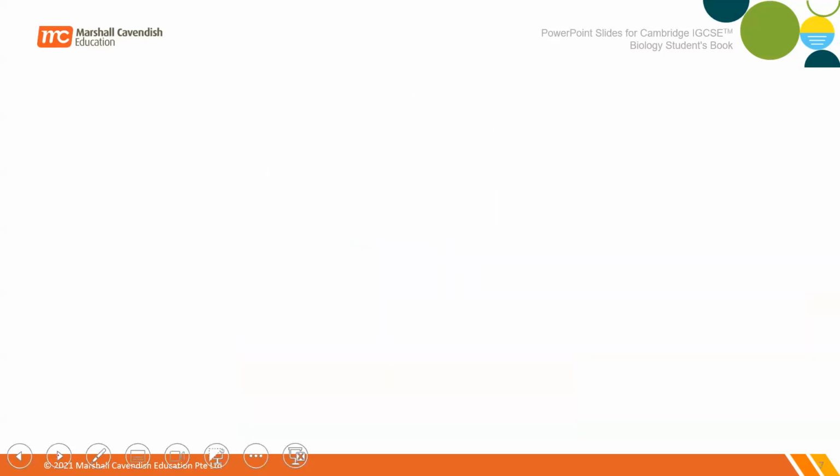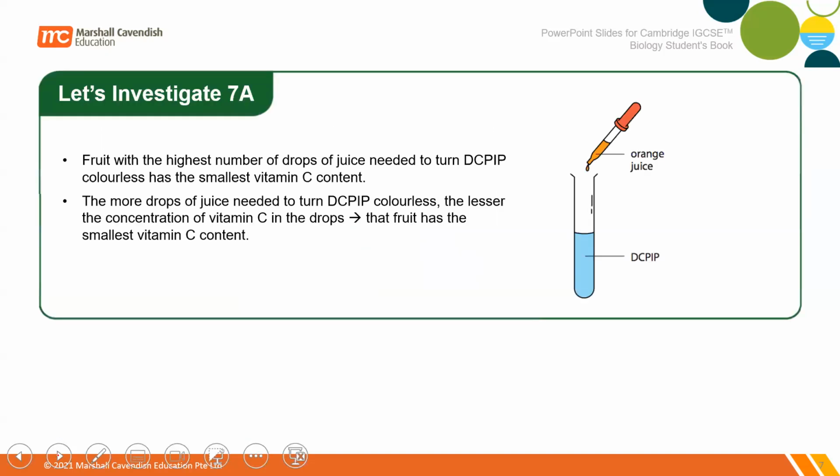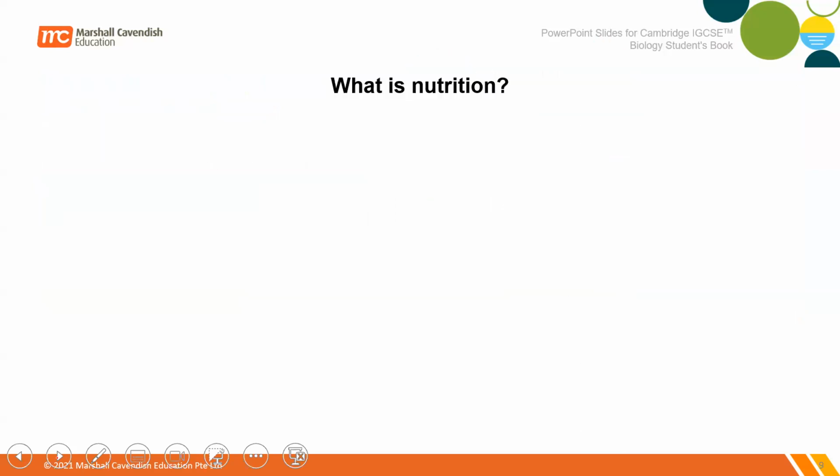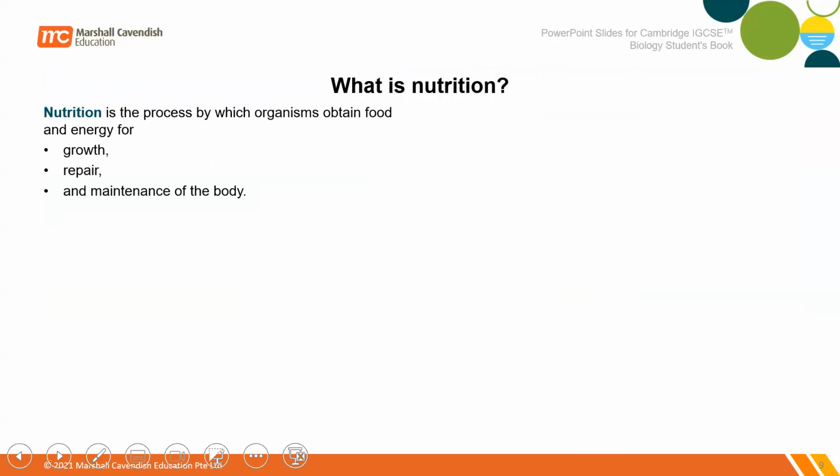For this investigation, this is one of the food test investigations. If you want to check whether a citrus fruit or any food contains vitamin C or not, we can use an indicator called DCPIP. It will turn colorless if we have any amount of vitamin C. So that's all that I want you to know about food tests.